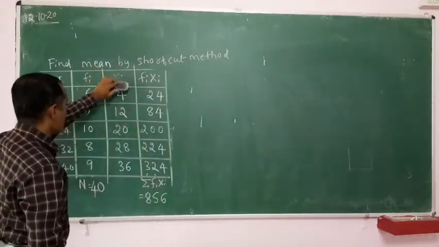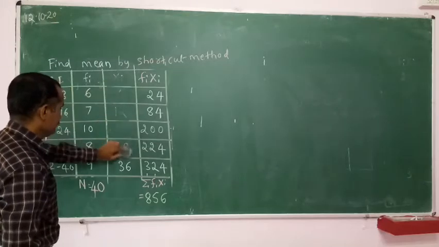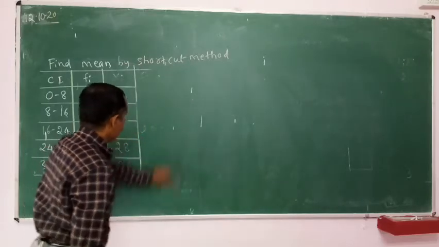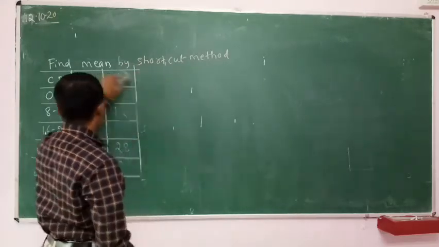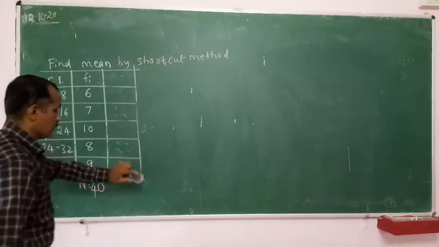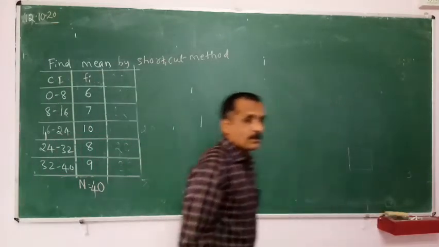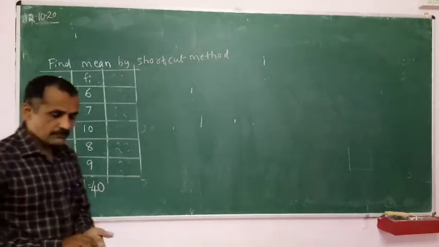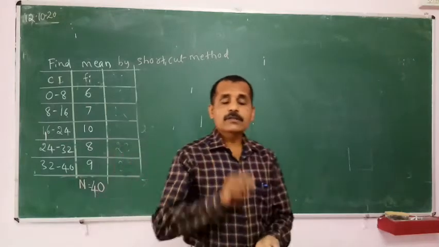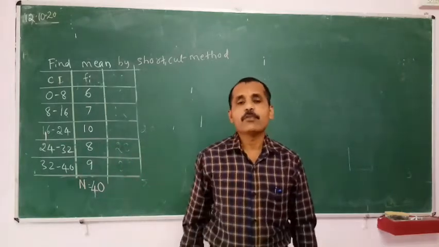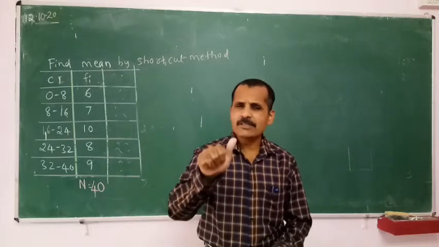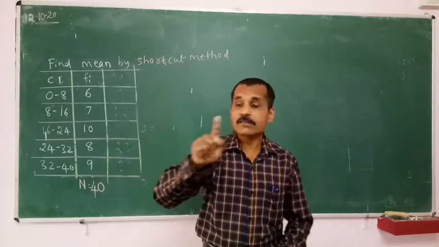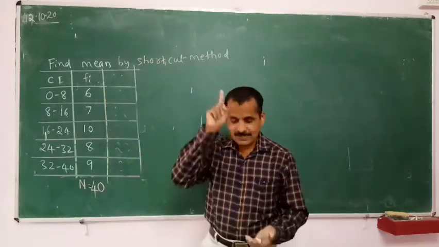These are the two columns given to you: class interval and frequencies, the two columns given in the examination. First our work is to add the frequencies: N is equal to 40. My dear children, your third column is always the midpoint only. Whether it is the direct method, the shortcut method, or the step deviation method, in all three methods your third column is always xi only.